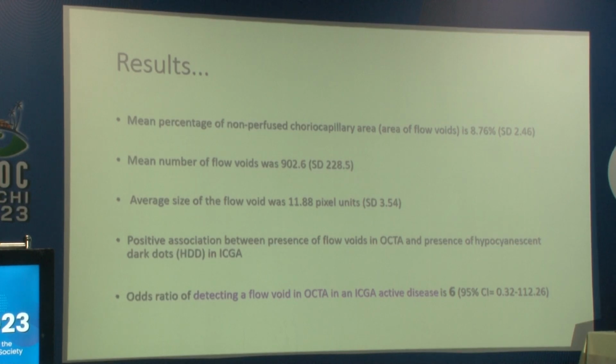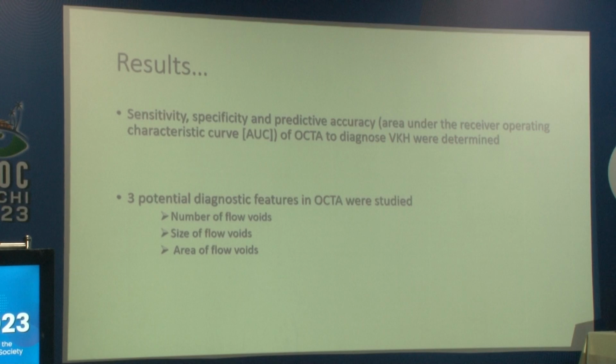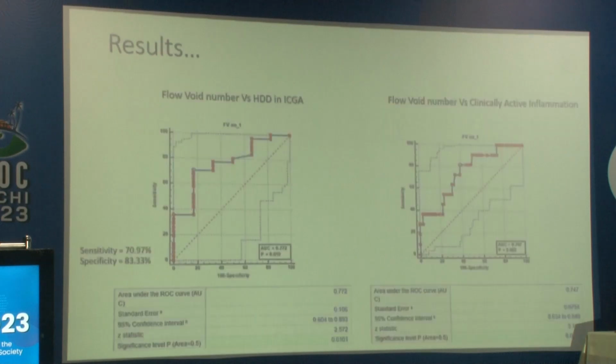A positive association was found between the presence of flow voids in OCTA and the presence of HTDs in ICGA. The odds ratio for detecting a flow void in OCTA in an ICGA active disease was found to be 6. The sensitivity, specificity, and predictive accuracy of OCTA to diagnose VKH were determined. The 3 potential diagnostic features I mentioned earlier were studied: the number, the size, as well as the area of the flow voids.